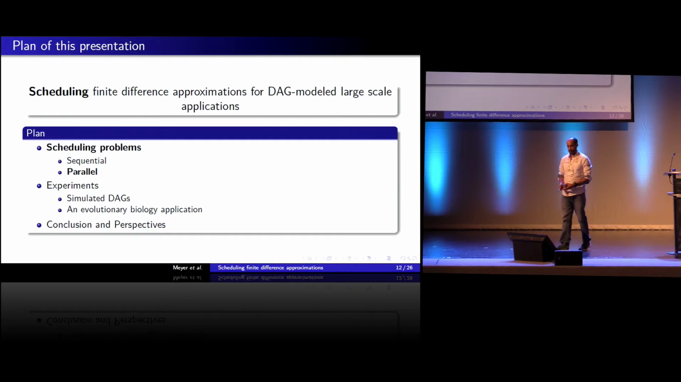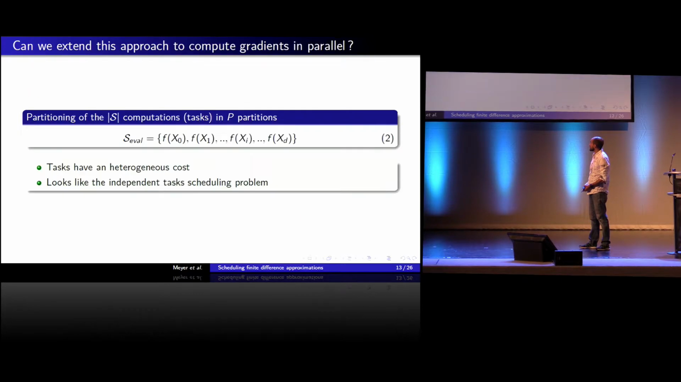So now we have the first scheduling problem, and we're going to look at the second one, which is when we want to use several computational resources. The new problem is that we want to take, again, this sequence of functions, and we want to partition it into a set of P processors. These tasks have a heterogeneous cost, meaning that we cannot just cut this function and send a homogeneous amount of computation to each of them. We have to take these facts into account.